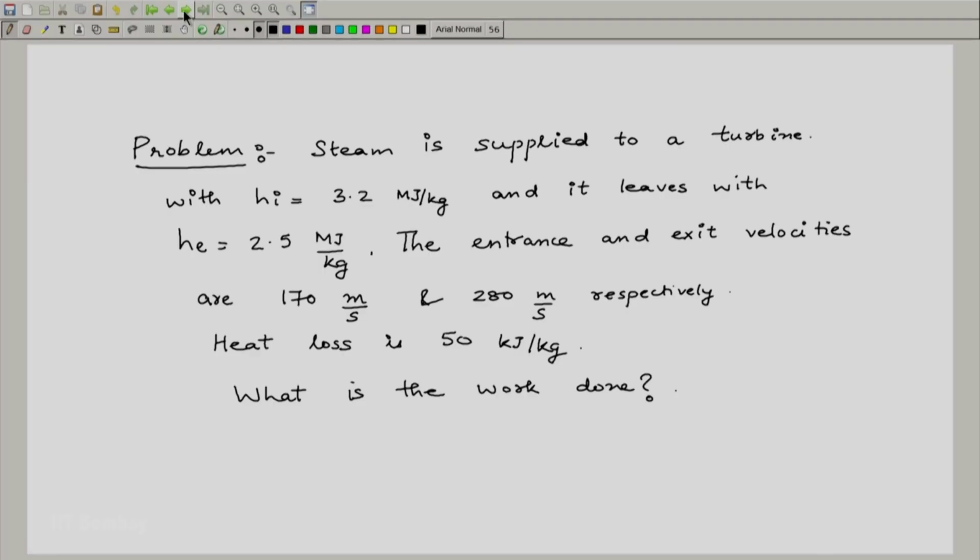Welcome back. So, now we consider another problem with turbines and slightly more generic. Let me just read out the problem to you. Steam is supplied to a turbine with Hi, that is inlet enthalpy, equal to 3.2 megajoule per kg, and it leaves with He equal to 2.5 megajoules per kg. The entrance and exit velocities are 170 meters per second and 280 meters per second respectively. The heat loss is 50 kilojoule per kg. What is the work done?